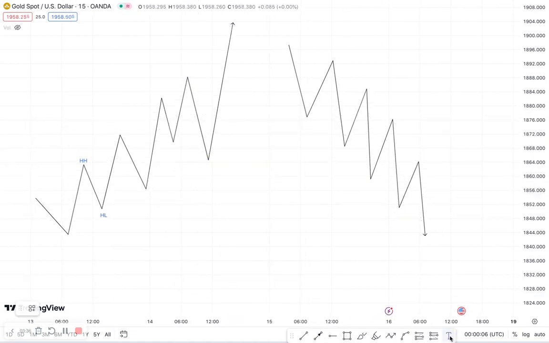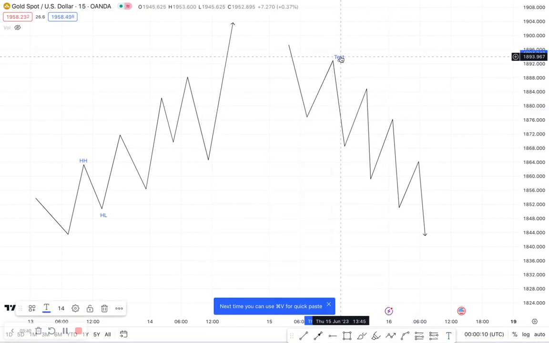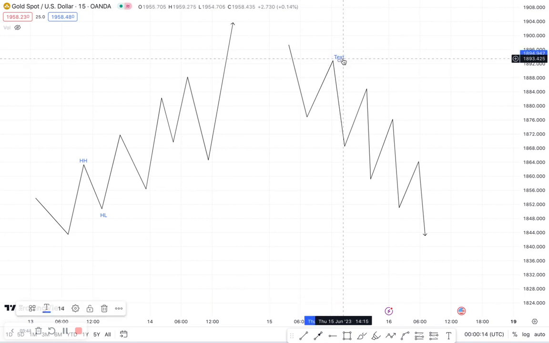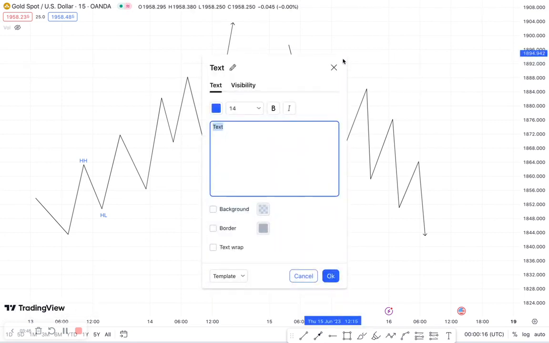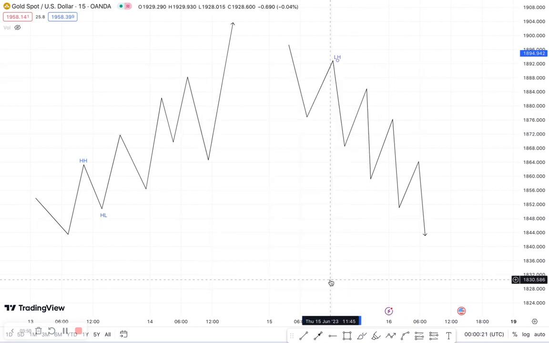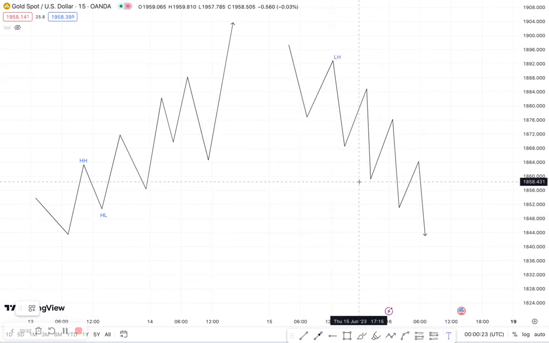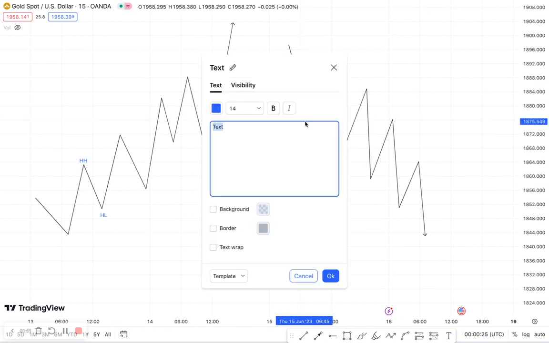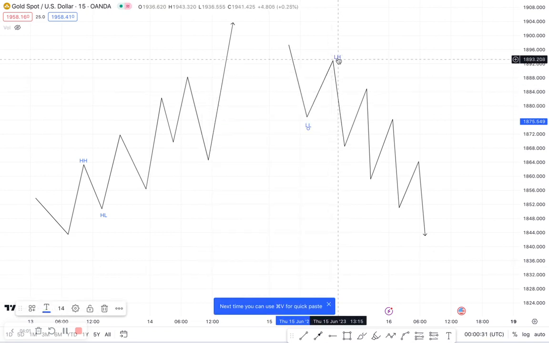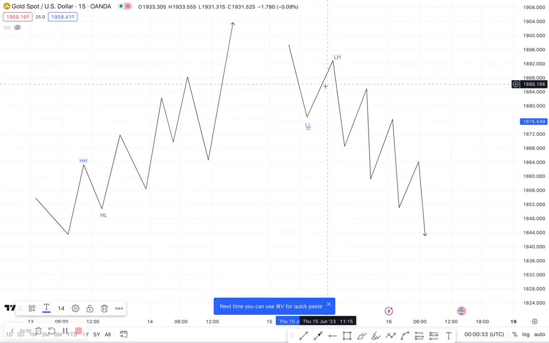So we have price giving us our lower high, then our lower low. LL stands for lower low, LH stands for lower high.